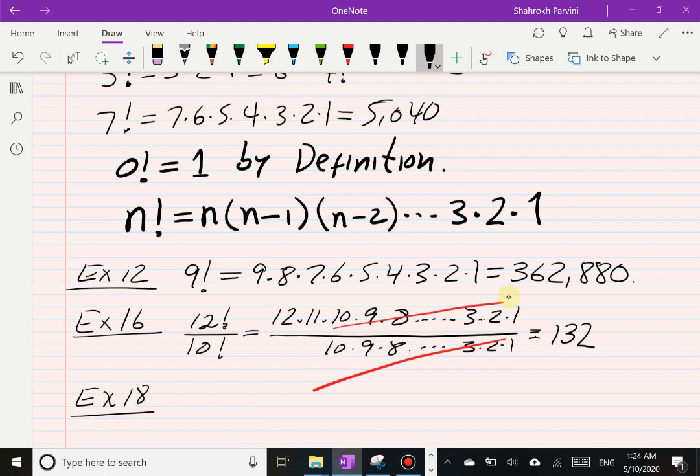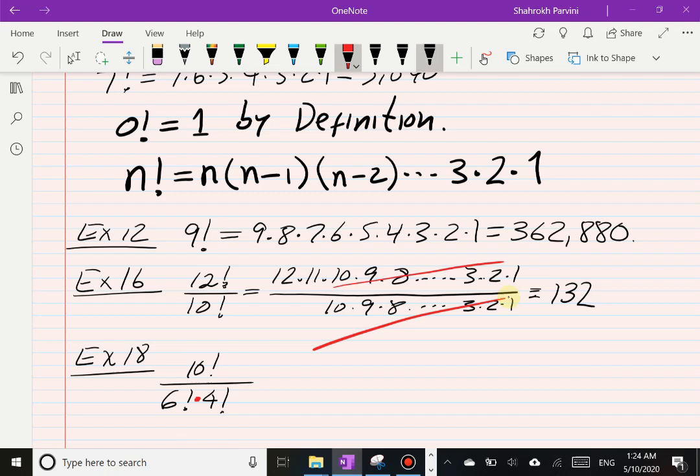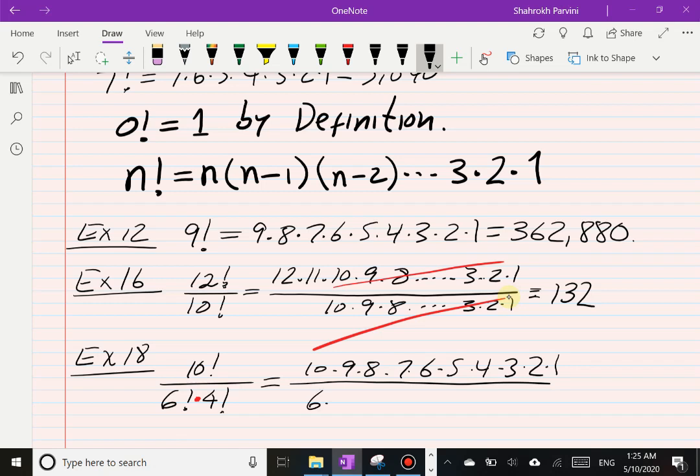And for this one, the problem has us do 10 factorial divided by 6 factorial, 4 factorial. Now the way the denominator is written, this is implied multiplication of 6 factorial times 4 factorial. So again, if I write this out, what does this mean? This means 10, 9, 8, 7, 6, 5, 4, 3, 2, 1. If you really write every single factor out, the bottom is 6 factorial, 6, 5, 4, 3, 2, 1, and 4 factorial, 4, 3, 2, 1.